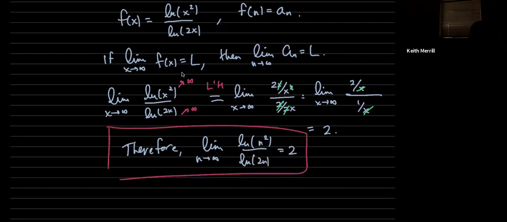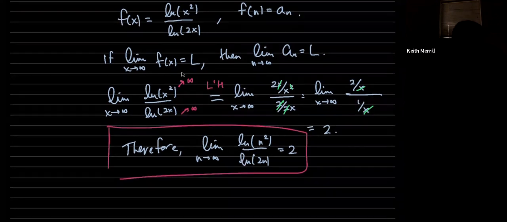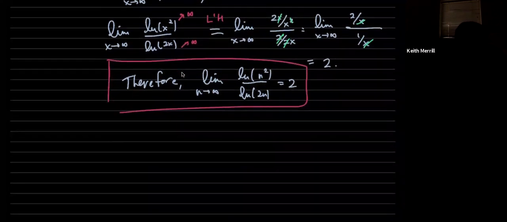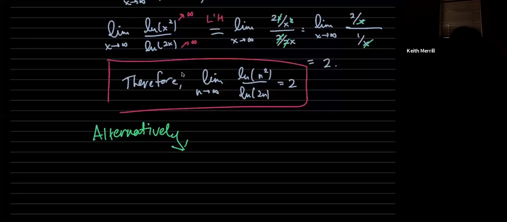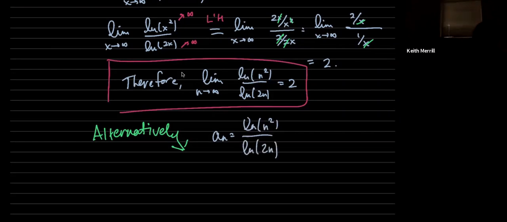I want to point out, however, that this massive amount of cancellation gives rise to another way to do the problem, which is the following. This is not adding on, this is doing the problem a different way. Alternatively, let's look at this limit. Before we do anything, let's just look at the a_n term. So it's ln of n squared over ln of 2n.